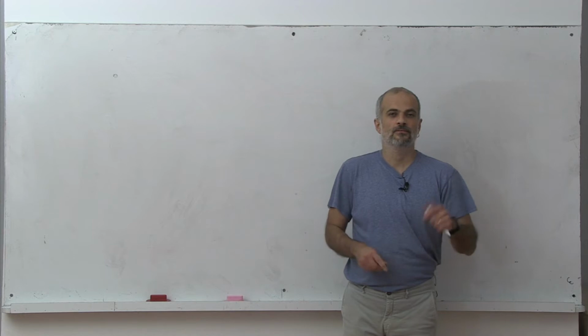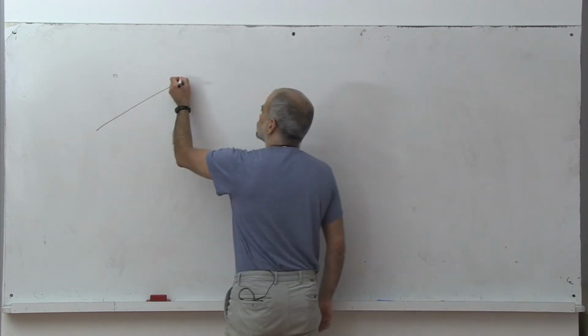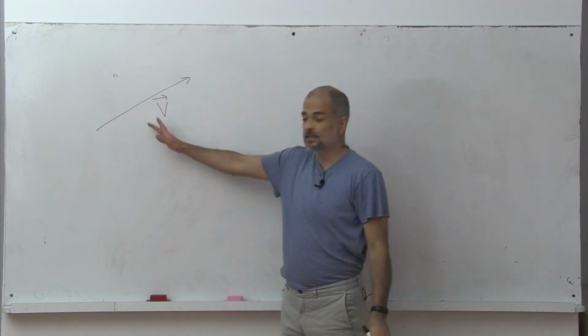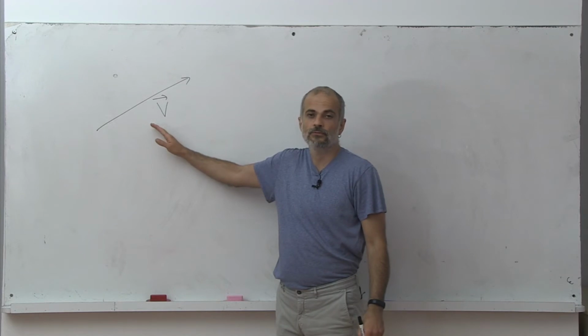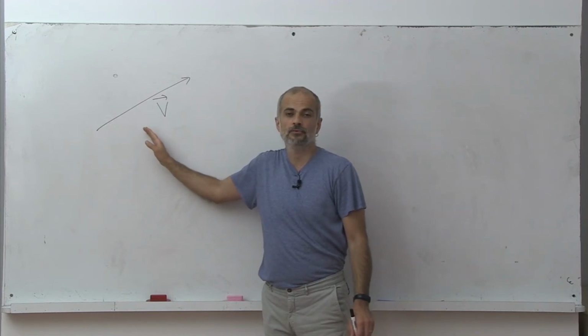Let's consider a vector lying on a plane. So this is our vector v. Now we can write this vector as the sum of two other vectors. And in general, they will be chosen as perpendicular to each other.